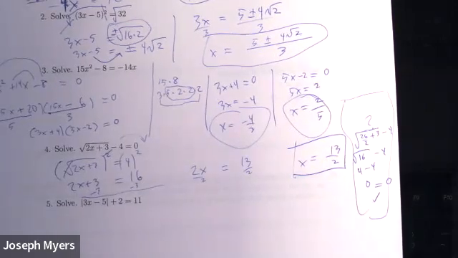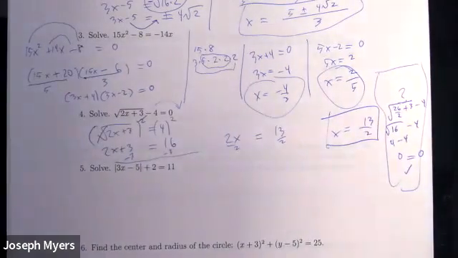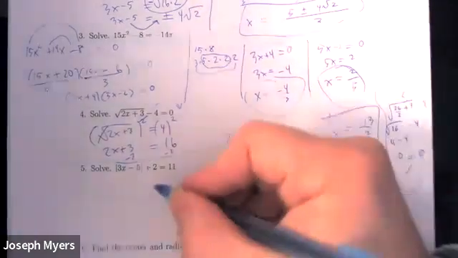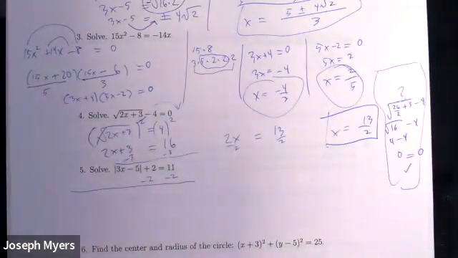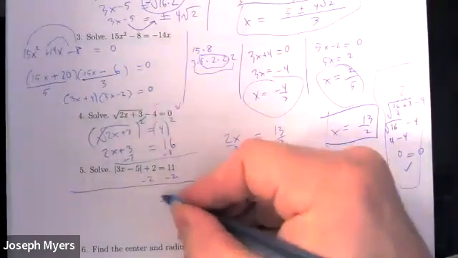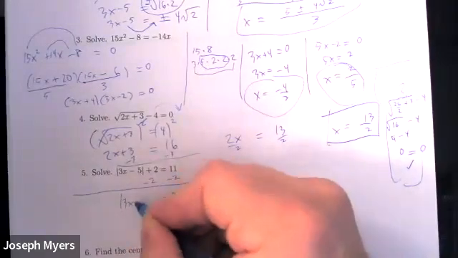Number 5. So this one, we have to get the absolute value by itself. So the first step is to subtract 2 from both sides. Do that. And then what's 11 take away 2? 9. And then the absolute value of 3x minus 5 is what's left.